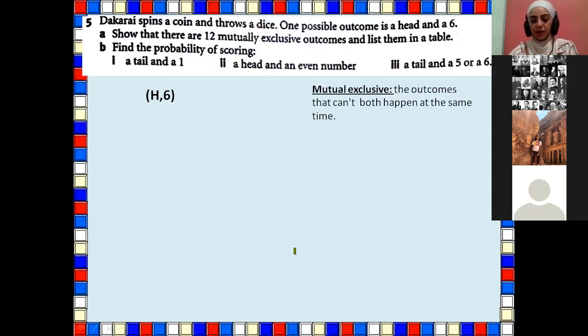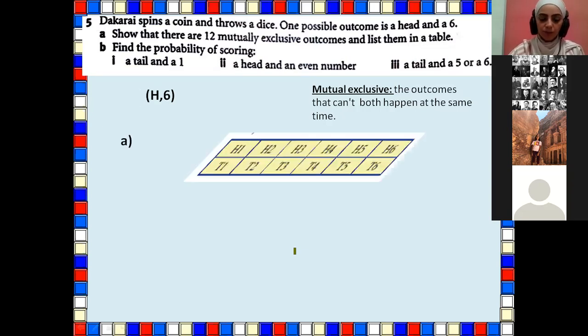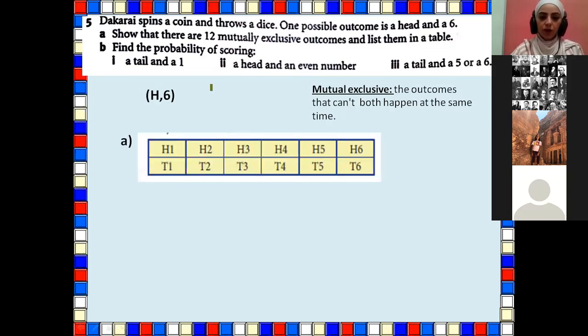You either get head with 6 or 6 with head. So this is our table. You might get head with 1 or head with 2 from the dice, head with 3, head with 4, head with 5, head with 6. Same thing for the tails: tail with 1, tail with 2, tail with 3, and so on. So these are all the possible outcomes that you might get.